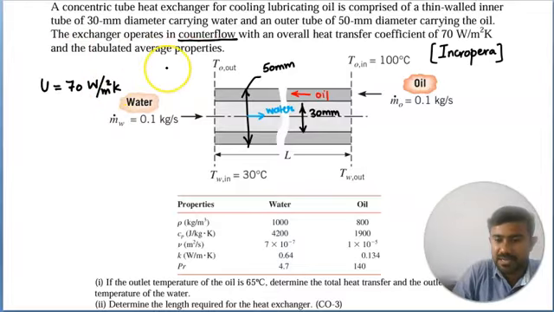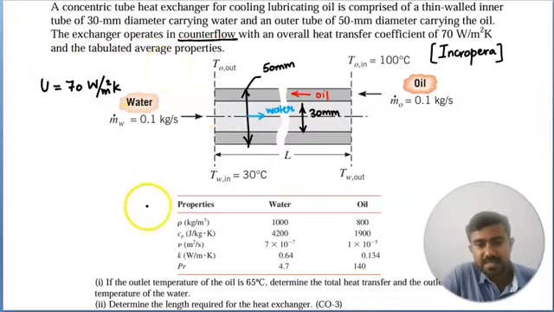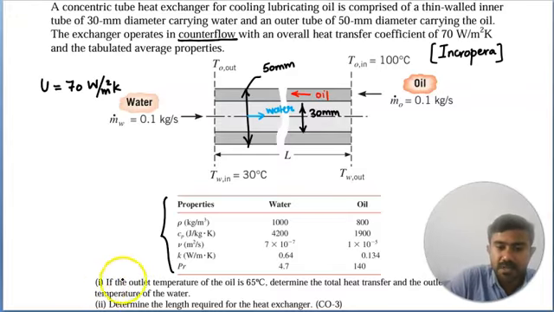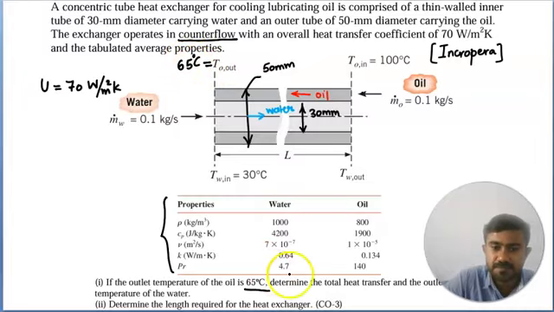And the tabulated average properties. So the average properties are tabulated here for you. You need not use the data book. When properties like these are given, you should avoid using the data book to take the properties. Now it's given that the outlet temperature of the oil is 65, this is how oil is entering. So this is T_o,out. This is 65 degrees Celsius.